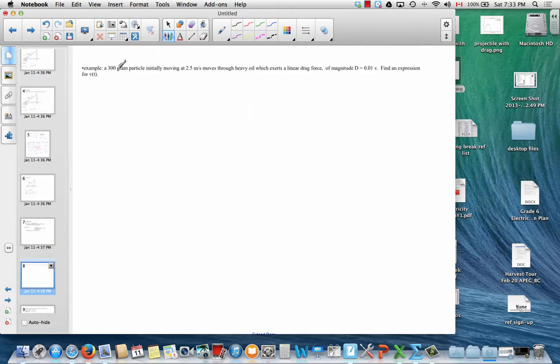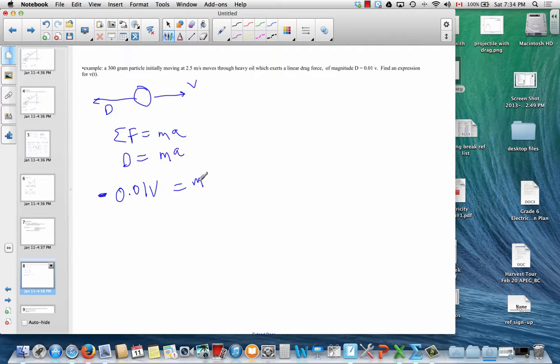So typical example, a particle moving at 2.5 meters per second through heavy oil. It experiences a linear drag force of this much magnitude. So we imagine the particle moving, and there's going to be a drag force tending to slow it down. So when we do sum of the forces is ma, the force is just this drag force, and that's going to equal ma. Now, the drag force depends on speed, so this is 0.01 v equals ma. And in terms of its direction, it's directed to the left. It's going to be slowing the object down.